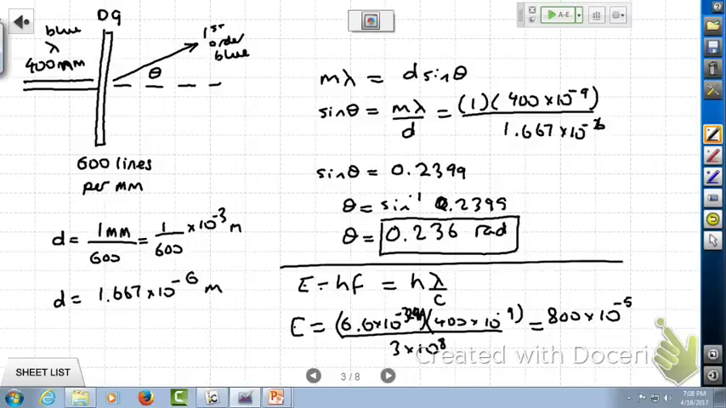Are you sure it's lambda over c? Isn't frequency, v equals f lambda, f equals v over lambda? Oh. F equals v over lambda. That would do it. Of course. And so work out the answer.